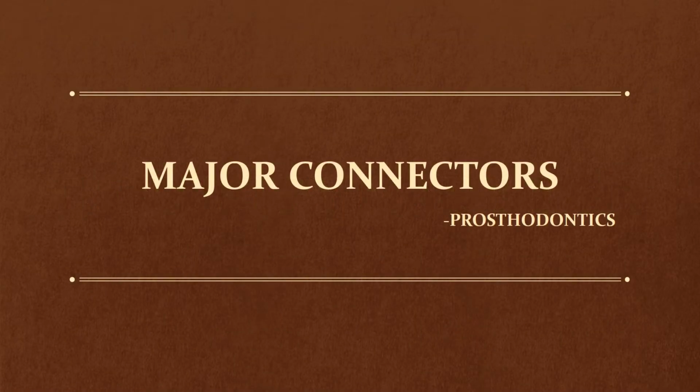Dentistry made easy. Today is major connectors, from the topic removable partial dentures from prosthodontics. So about removable partial dentures, the introduction to it I have covered already. The components of removable partial dentures are direct retainers, indirect retainers, major connector, minor connector, denture base, then rests and rest seats, and teeth, artificial teeth. I have covered direct retainers earlier, so starting off with the second component, that is the major connector.